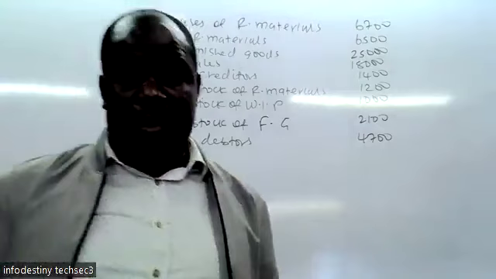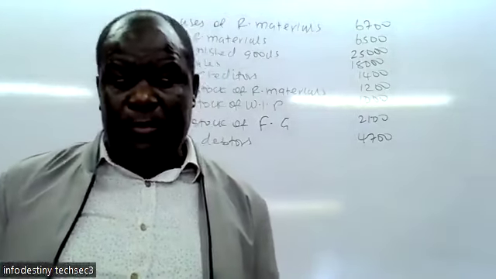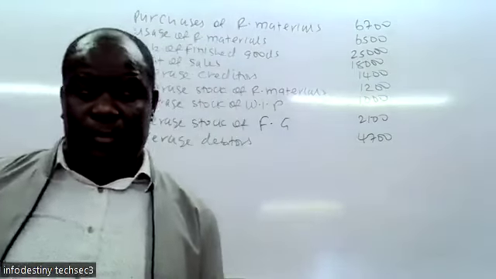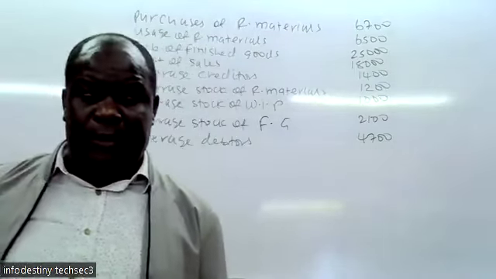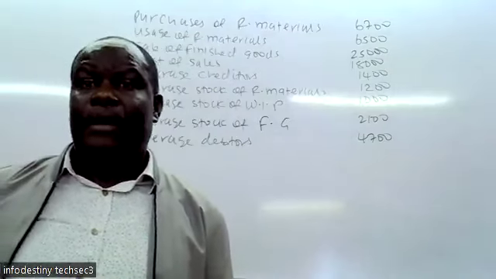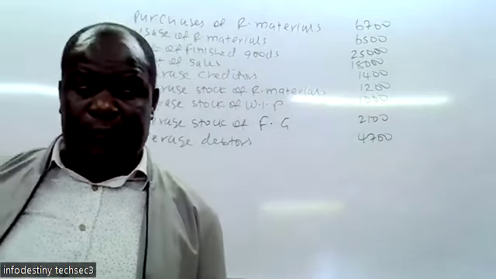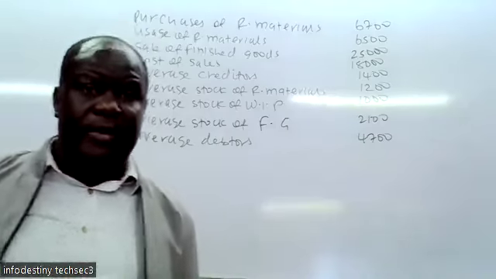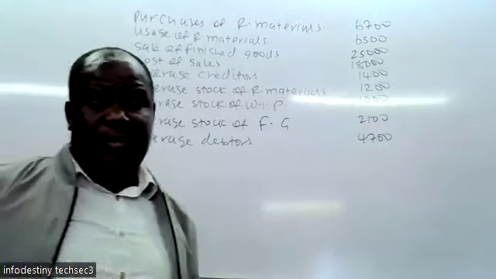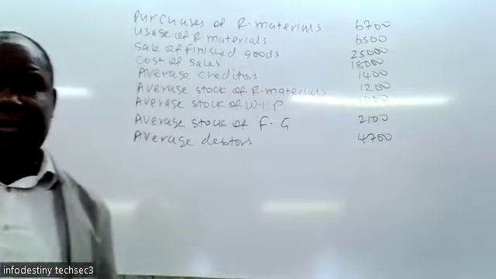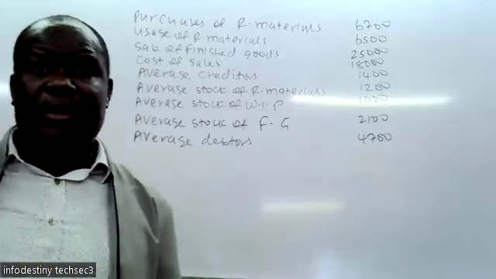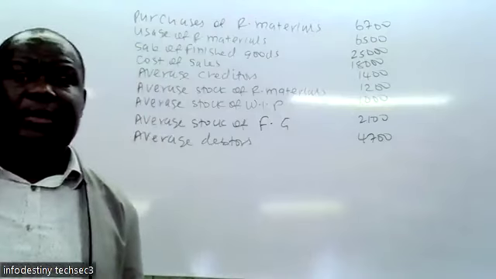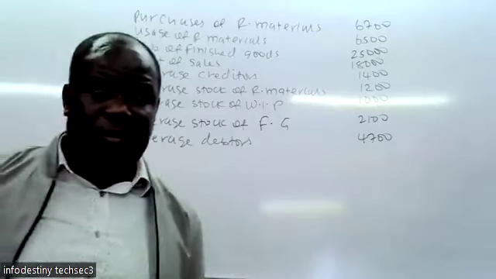So now required is that assume there are 365 days in a year. Determine the length of the cash conversion cycle.